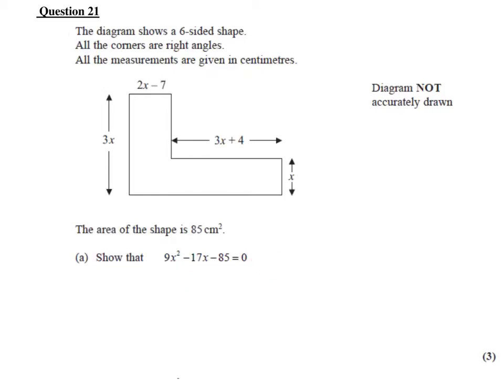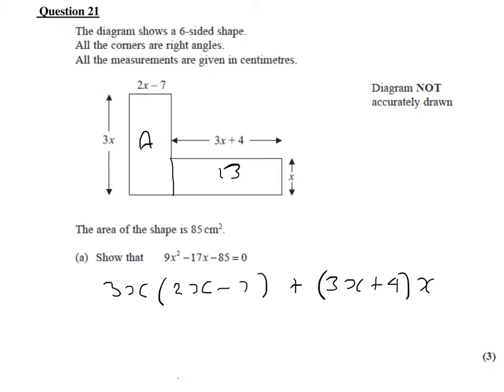So basically our shape consists of two rectangles. So I'm going to draw a line down here. I'm going to work out the area of both rectangles. We'll call them rectangle A and rectangle B, and then simplify and set it equal to 85. So we've got 3x times 2x minus 7, plus 3x plus 4 times x. That's the area of our shape, and we know that that's equal to 85. So I just need to do my simplifications to show we get the final answer.